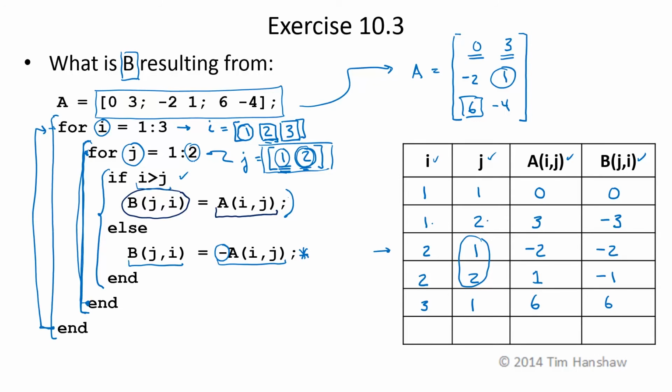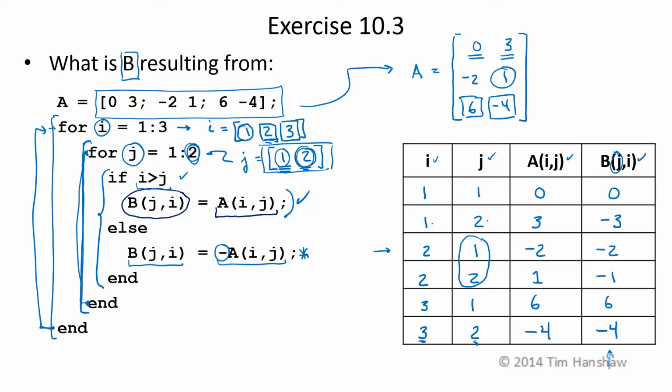Now we go to the next value of j. So j is equal to 2, but i remains 3. 3 comma 2, A is -4. We check to see if i is greater than j. 3 is greater than 2, so we do this. We don't change the sign. That becomes -4.